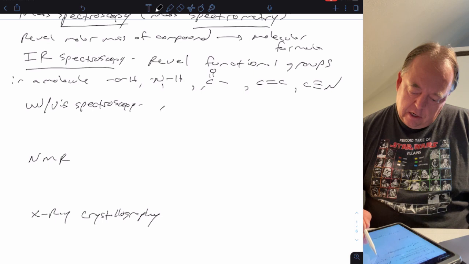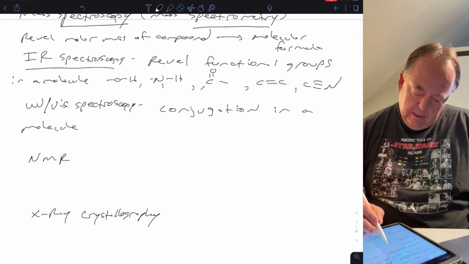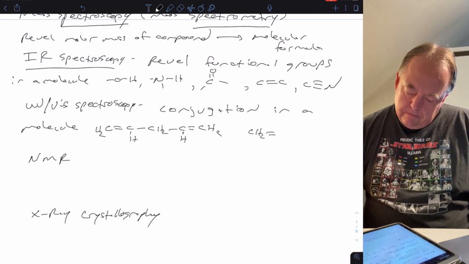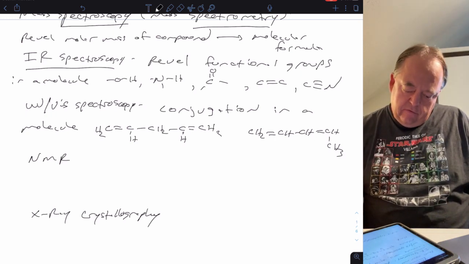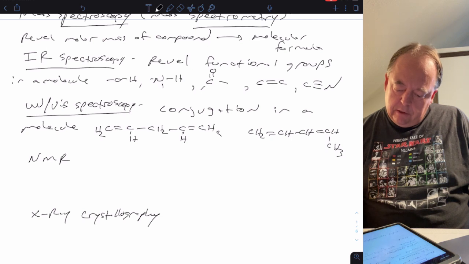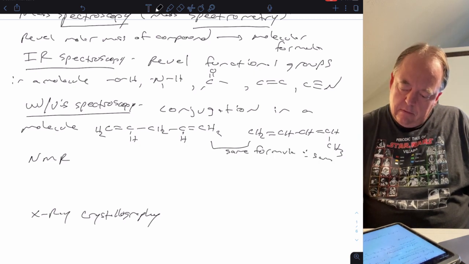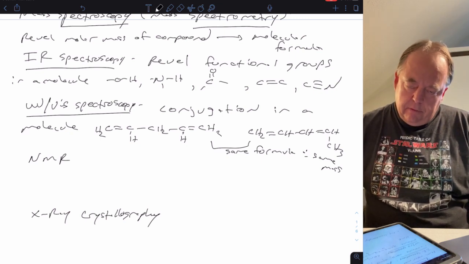UV-vis will reveal the conjugation. So if you have double bonds in a molecule, for example, if we take these two molecules, which are structural isomers of each other, UV-vis spectroscopy can easily distinguish between them. Mass spectrometry, not so easy, because these two molecules have the same formula and therefore the same mass.